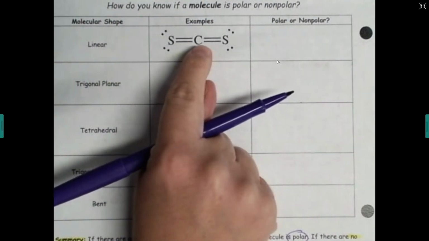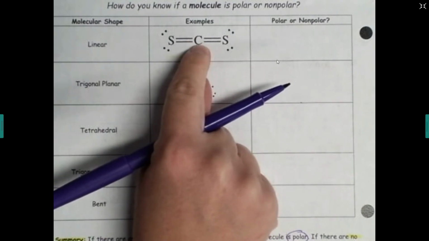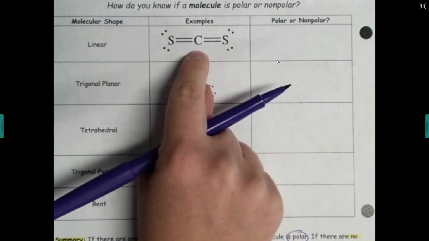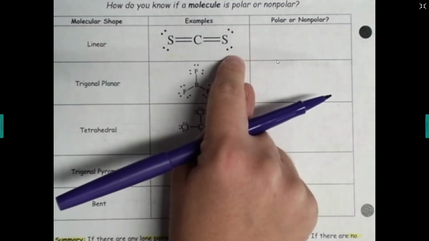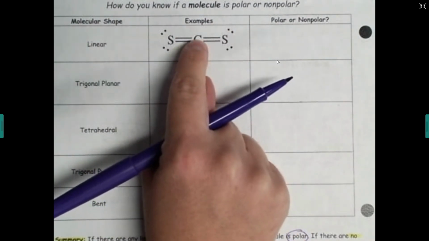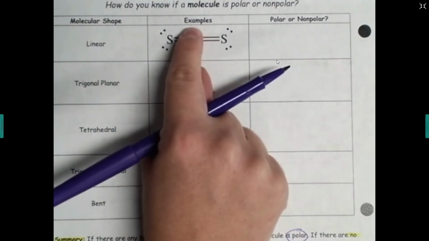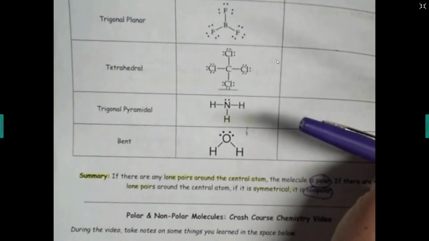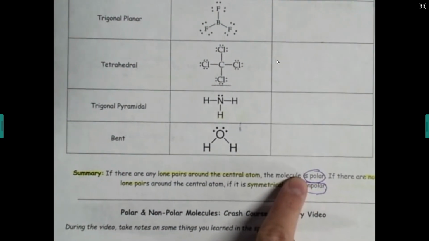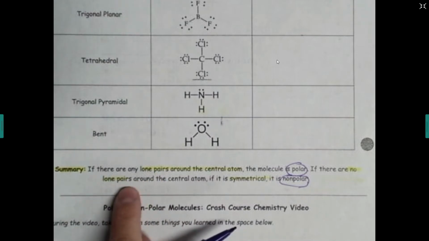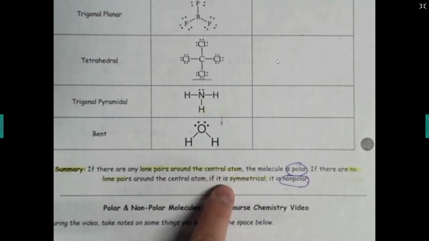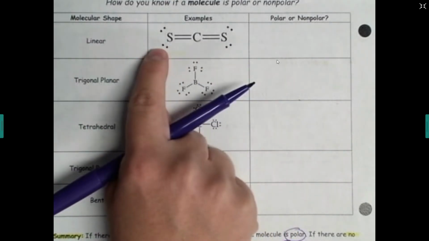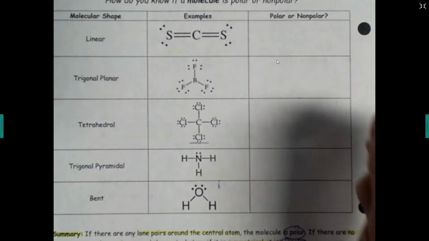So I'm going to look at this molecule. Are there any lone pairs around the central atom? No, there are not, because carbon is our central atom. There's lone pairs around here, but those are not carbon. We're just looking at the central atom. If there are no lone pairs around the central atom, then it's not going to be polar. So if there's no lone pairs around the central atom, and if it's symmetrical, it's nonpolar. So is it symmetrical? Yeah, it's symmetrical. It's the same on both sides. We have sulfur on both sides. So this is going to be nonpolar.